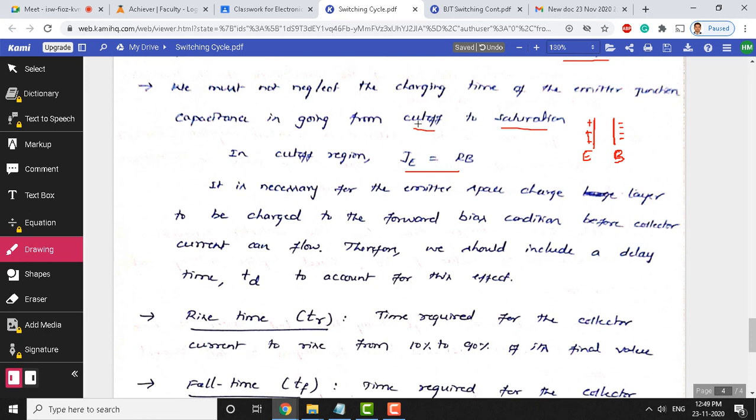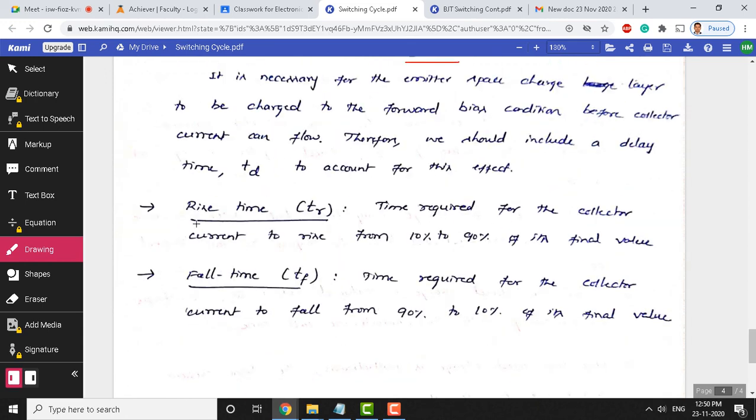So, earlier it was cut off, and this was biased in the opposite direction. Now, all of a sudden we are moving from cutoff to saturation. This charge has to change its direction, and for that it needs some time, which is modeled as the delay time. And we already defined rise time and fall time. It is nothing but the time taken by the collector current to rise from 10% to 90% of its final value. Opposite is the fall time. So, these are the various timings one needs to be aware of.